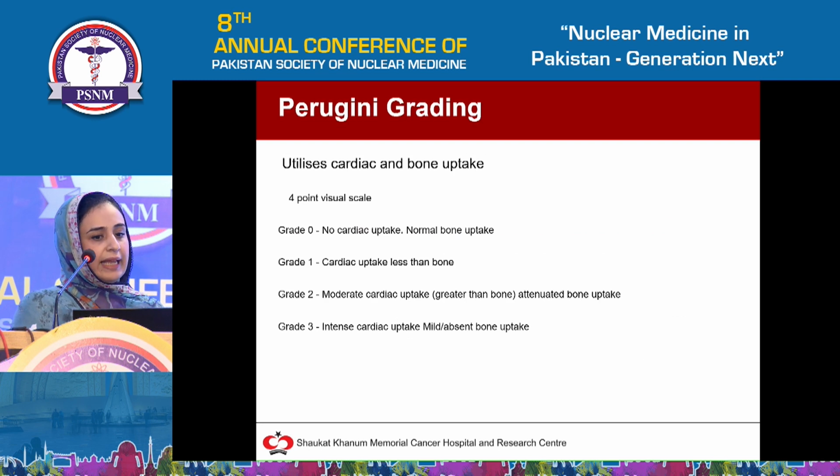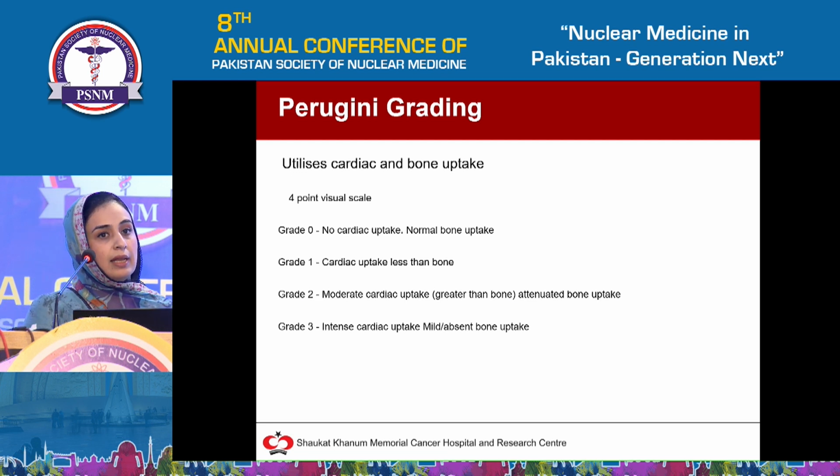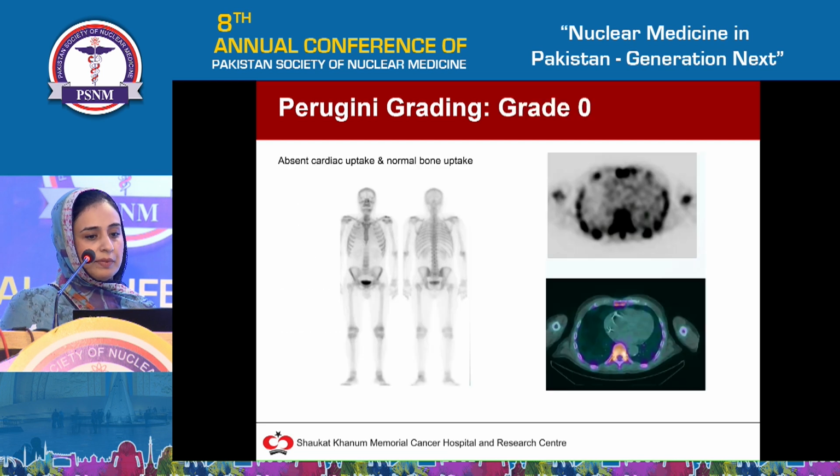So what is the Perugini grading, or the visual scoring system we use when we report amyloid scans? Grade 0 is when there is no cardiac uptake, but there is normal bone uptake. Grade 1 is when the cardiac uptake is less than bone. Grade 2 is moderate cardiac uptake, which is greater than bone, but the bone uptake is attenuated. Grade 3 is intense cardiac uptake, with mild to absent bone uptake.